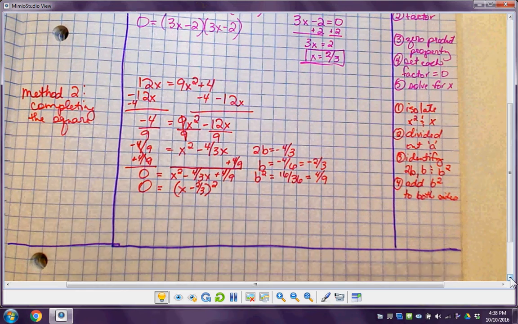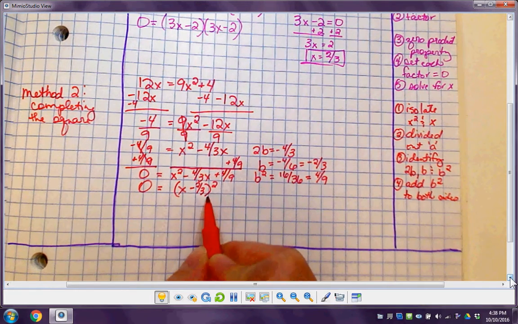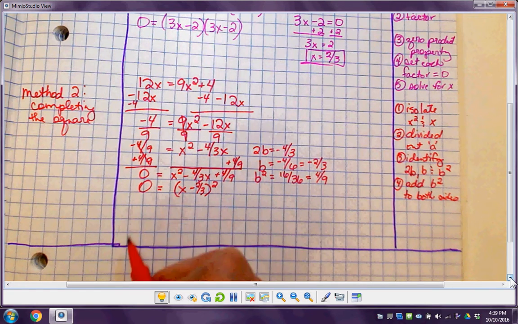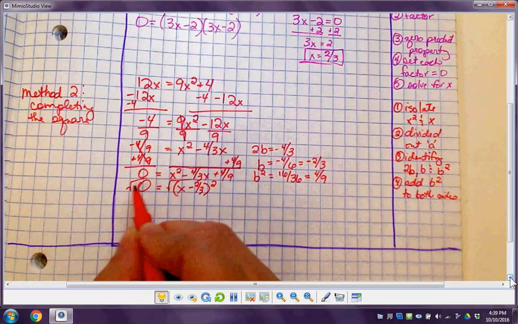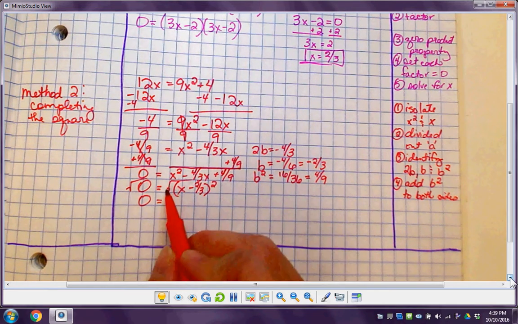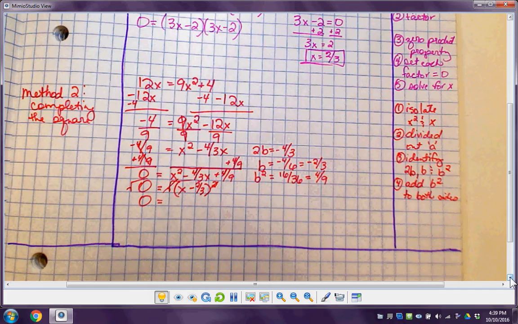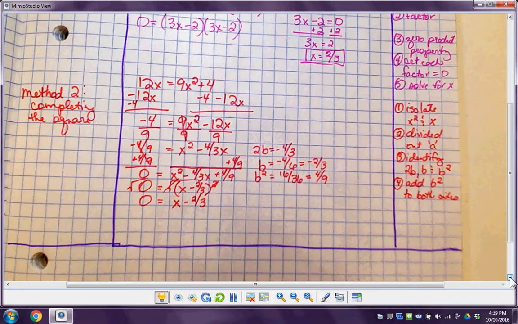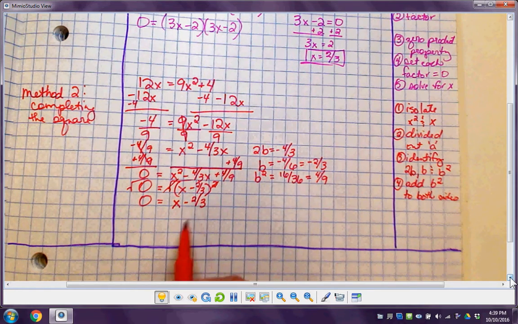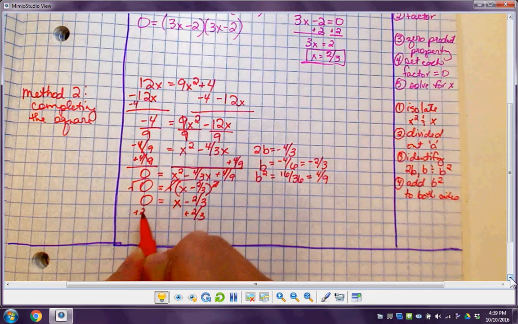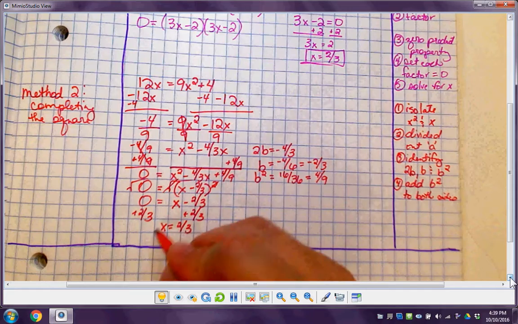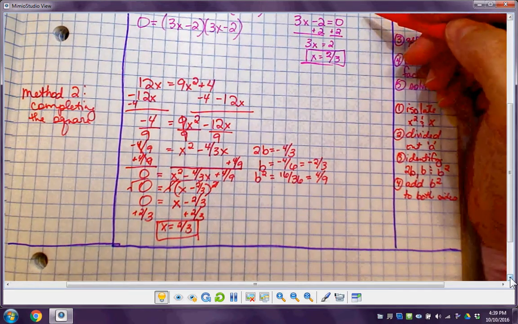All right, we have finished completing the square. I have a perfect square here. So now I can solve this by following the square root property. Get rid of this square by taking the square root of both sides. Square root of 0 is 0. A square root and a square cancel each other out. They undo each other. They're inverse operations. So all I have now is x minus 2/3. And I can isolate x by adding 2/3 to both sides. So x equals 2/3, which is exactly what we got when we did the factoring method.